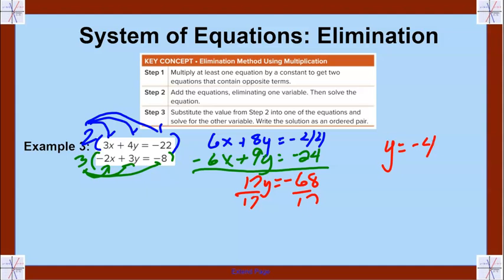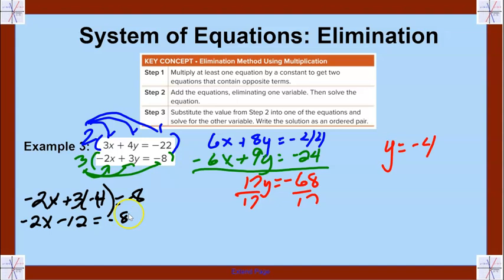Next, I'm going to substitute that negative 4 in for y in one of the two equations. Again, it doesn't matter which equation. I'm going to use the bottom one just because it has smaller numbers. So I have negative 2x plus 3 times negative 4 equals a negative 8. So I have negative 2x minus 12 equals a negative 8.